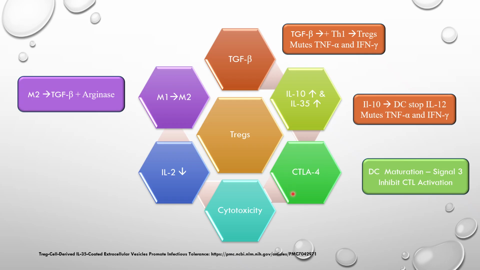You upregulate CTLA4, which competes with CD28. Now, CD28 is the co-stimulatory receptor, but that's not a problem for CAR T cells. But in an endogenous setting, that is a problem, because CD28 is required for co-stimulation. And I've got it here, DC dendritic cell maturation signal 3, and it also inhibits CTL activation. I think I've discussed that.